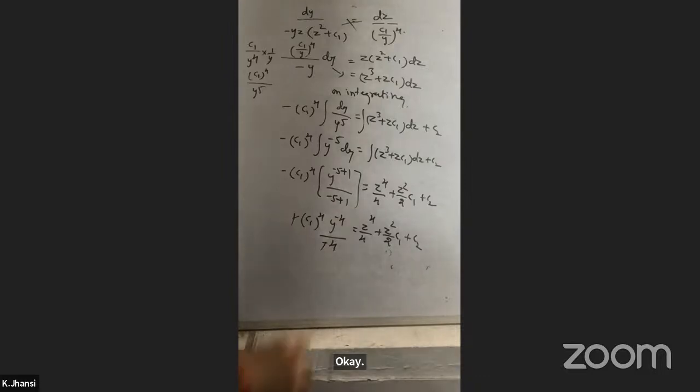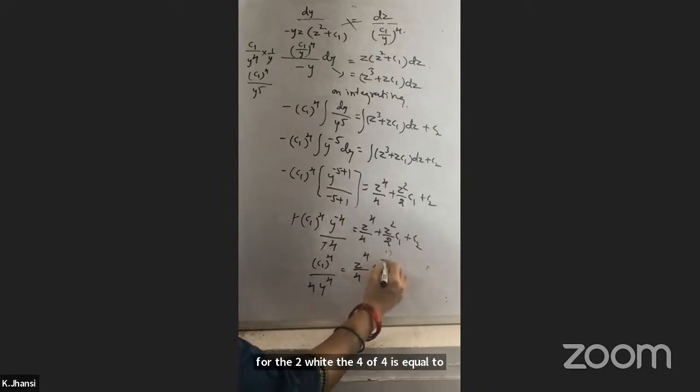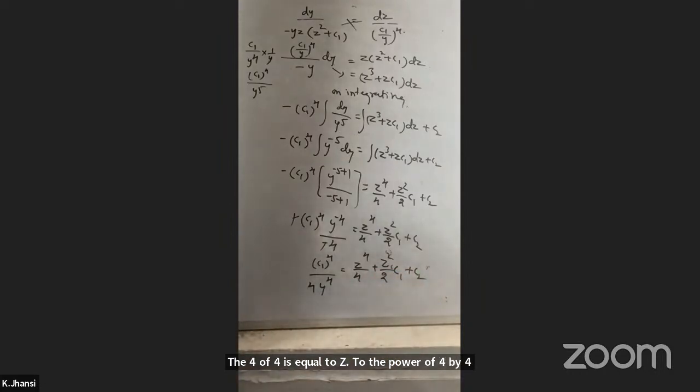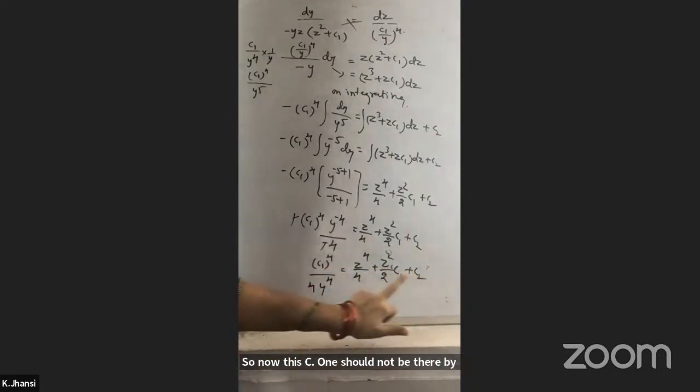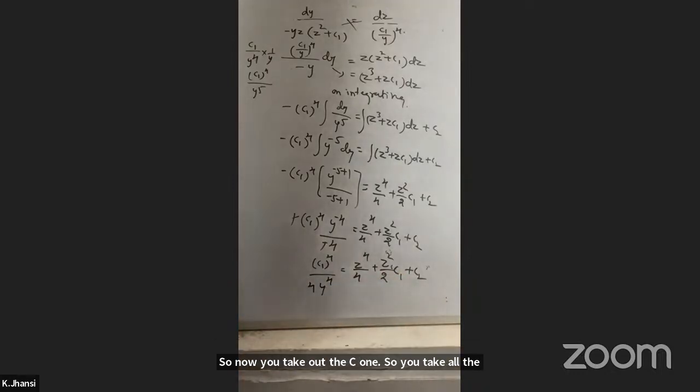Now that is c1 to the power of 4 by 4 into y to the power of 4 equals z to the power of 4 by 4 plus z square by 2 into c1 plus c2. Okay. So now this c1 should not be there, because this is the solution for c2, with no constant term. So now you take out that c1. C1 we have to substitute as xy. Okay. So now put it here.